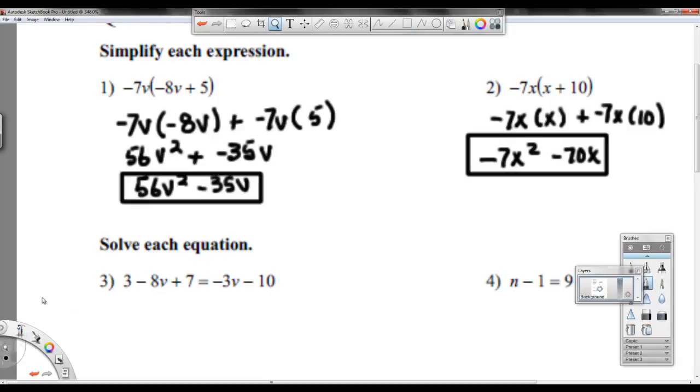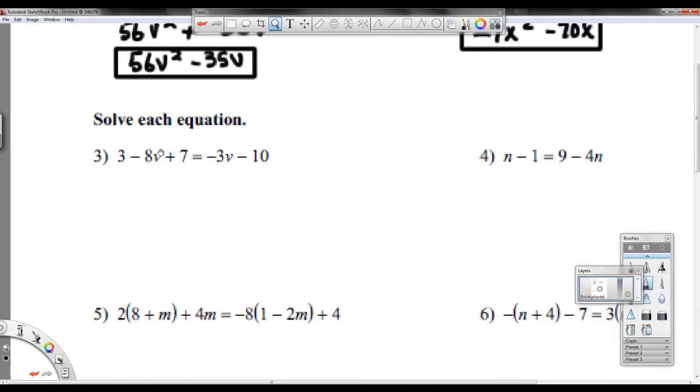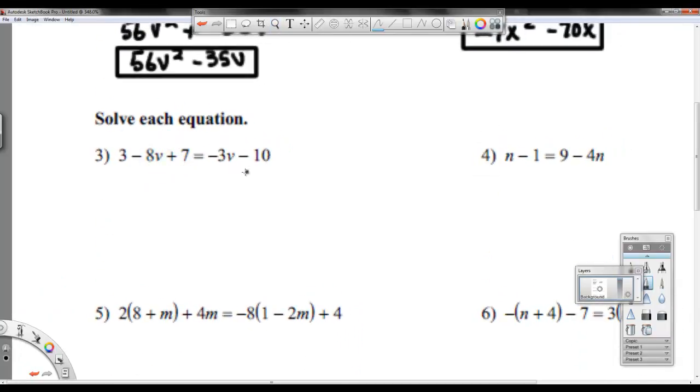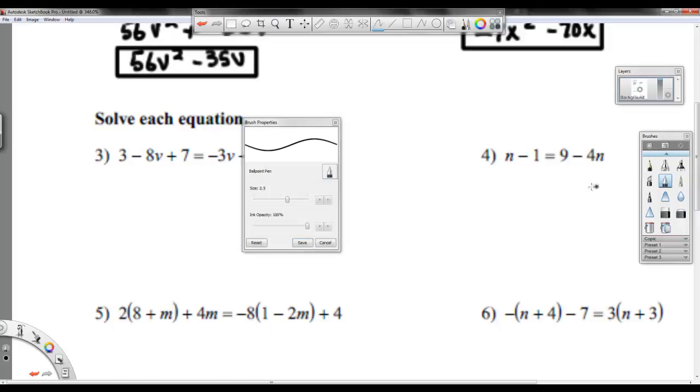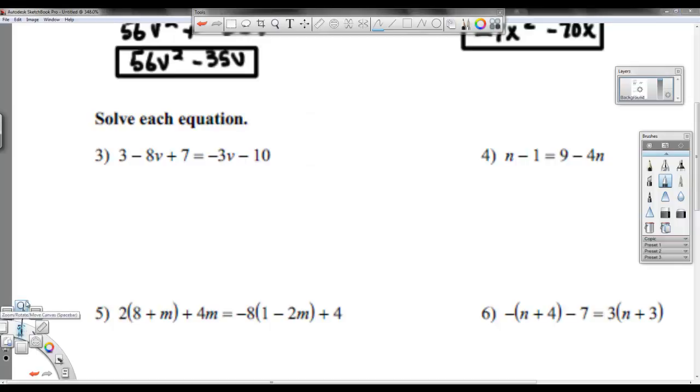Okay, down here, for 3 and 4. These are a little bit harder. We do have to solve these for x on 3, 4, 5, and 6. They are equations, and we spent a lot of time relearning how to do equations so far this quarter. I'm going to make this pen just a little bit smaller. Okay, so let's do number 3.